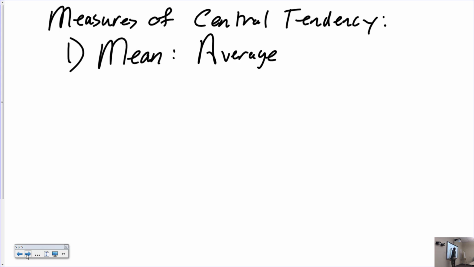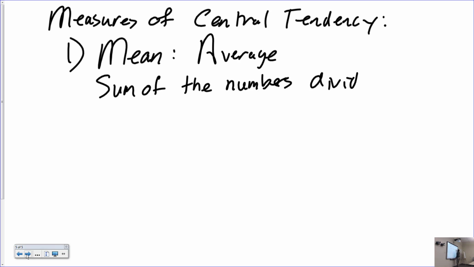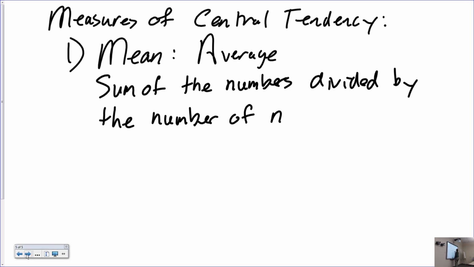All right, so how do you calculate the average, folks? Add them all up and divide by how many there are. Sum of the numbers divided by the number of numbers.